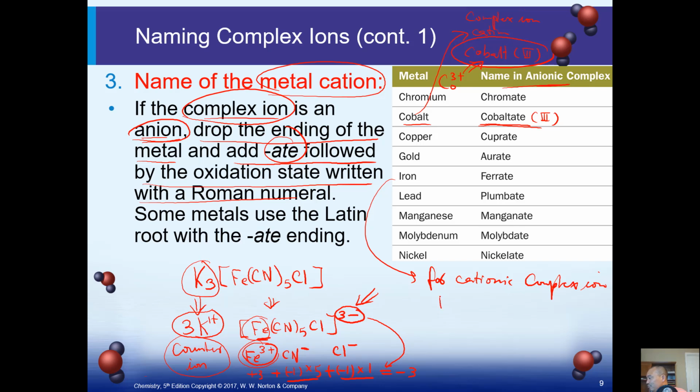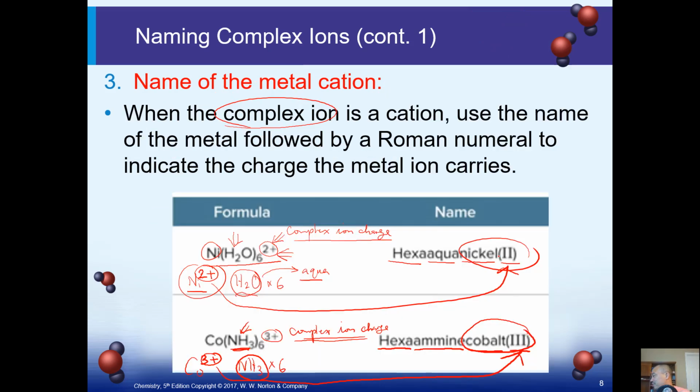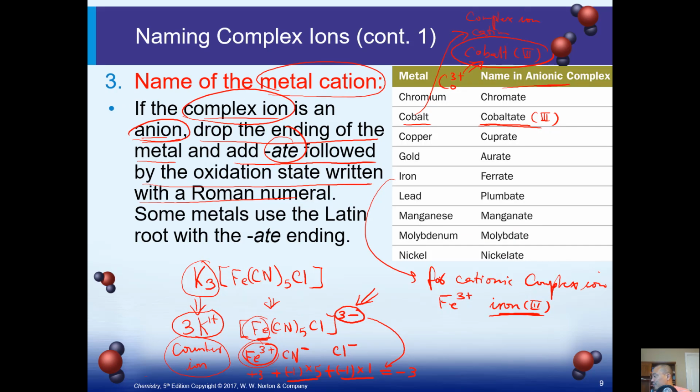Okay. Then this Fe3+ would be simply called iron 3, of course, as part of the whole complex name. But if it's in an anionic complex, it will be different. Rather than calling this iron 3, we will call this a ferrate 3.